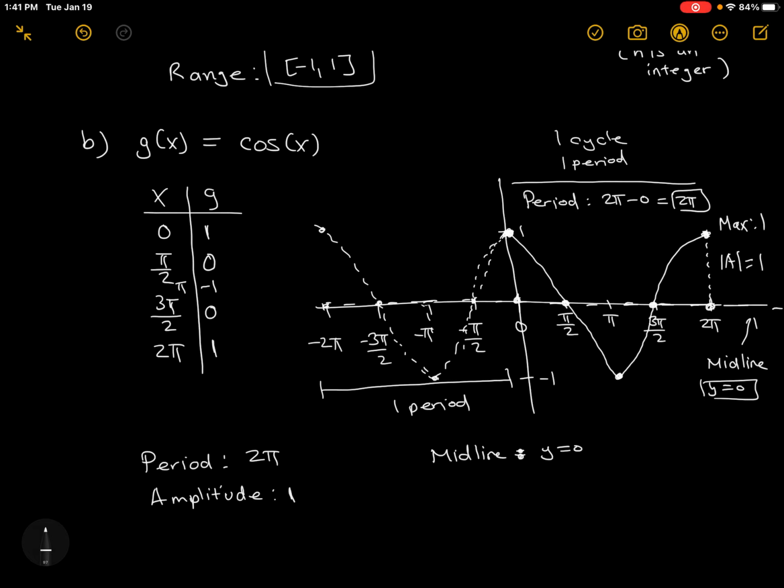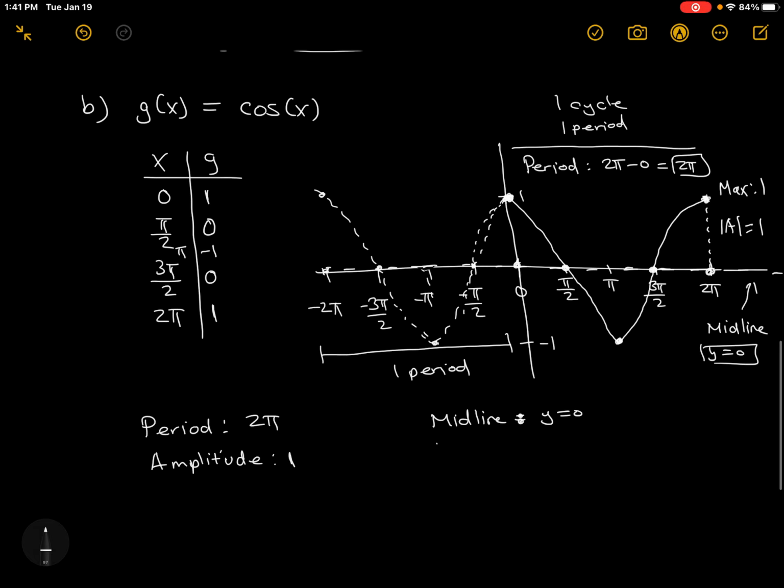What else do we have? We're also asked to identify min and max, right? The min and max is not going to change from your cosine to your sine, or from your sine to your cosine. The minimum value, of course, is at this point right here, at pi comma negative 1. It's always the y value. So this is your min. Your min is negative 1. Your max is positive 1.